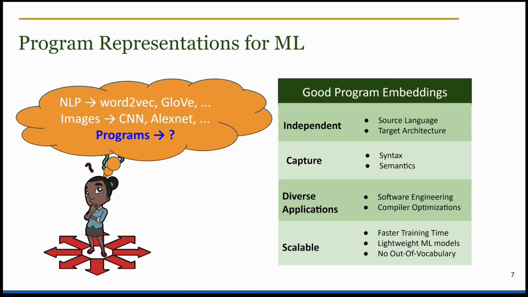When it comes to programs, there are several languages, and programs can target several architectures. A good program embedding should be independent of these cases, and it should be able to capture the semantics of the code in addition to the syntactic nature of the program. And it should be able to solve diverse applications like what we discussed, like software engineering or compiler optimization tasks. It should also be scalable in terms of not just inference time, but also training time. That means we should have lightweight ML models. And more importantly, the learned embedding should not have any out of vocabulary cases.